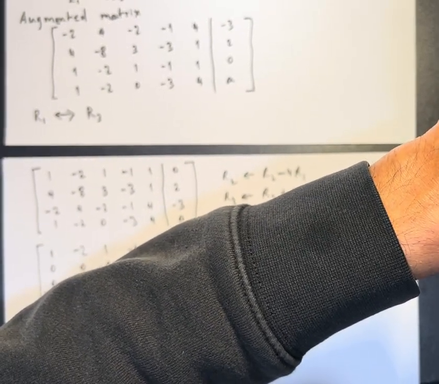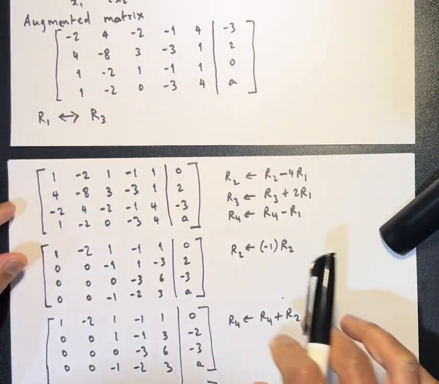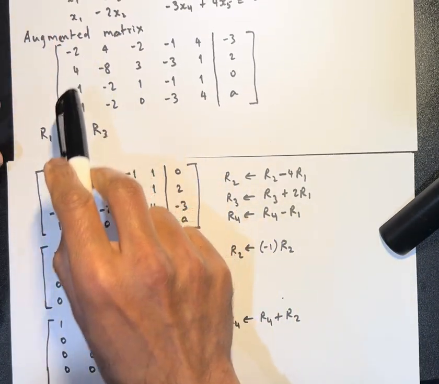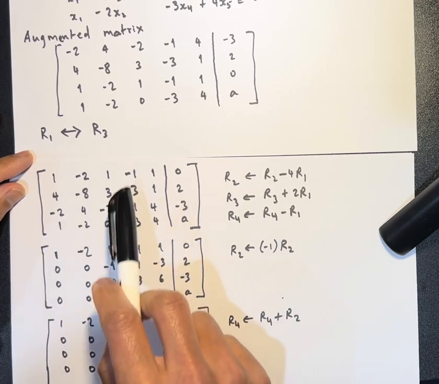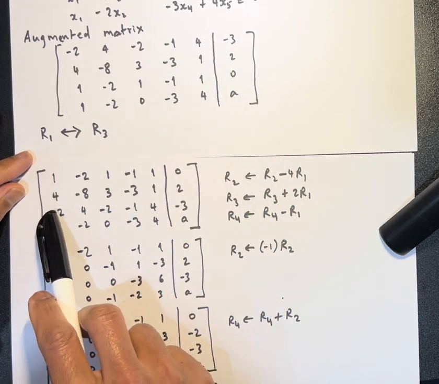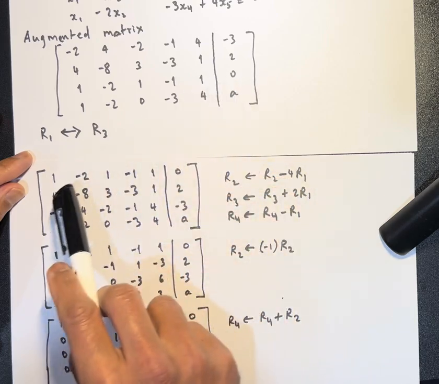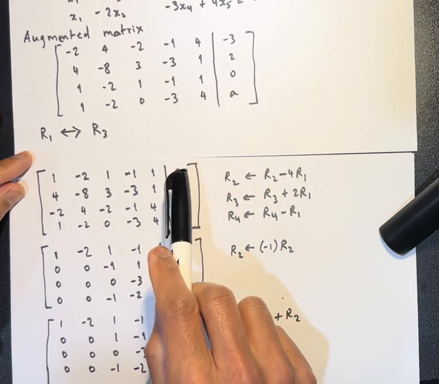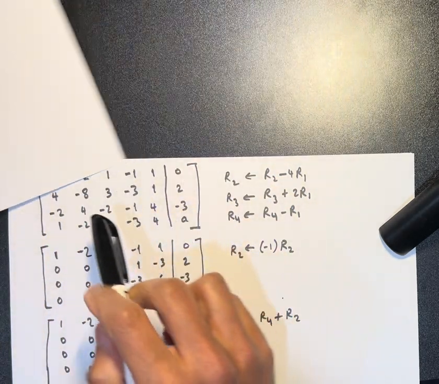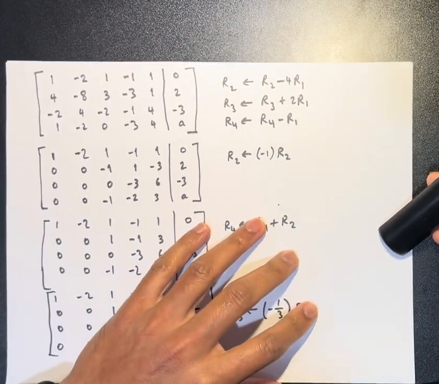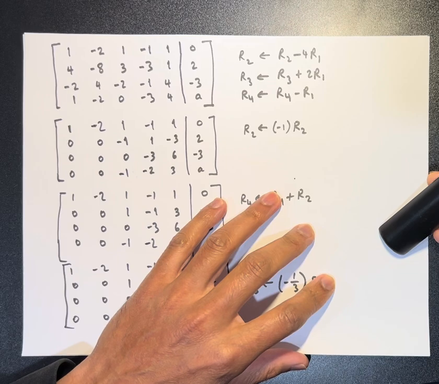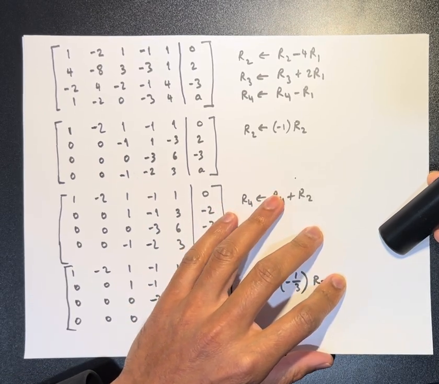Okay, so what we have done is very simple. We've taken row 1 and put it here. You can see the row 1 here has become row 3 here, and the row 3 here has become row 1 here. That's it, nothing else we are doing. So the first step is good. We got a 1 in the top left corner. The top left element has become 1, and that's excellent.